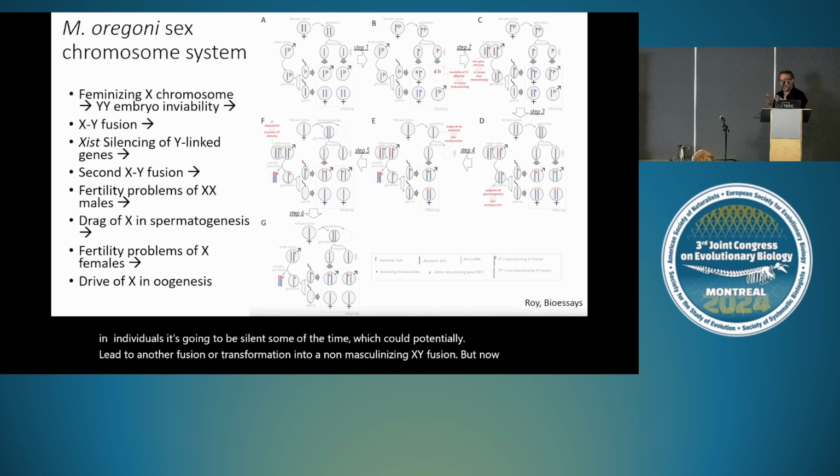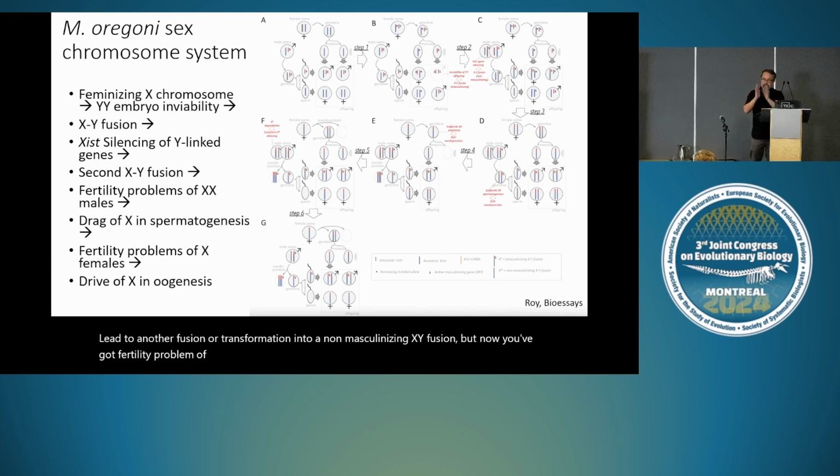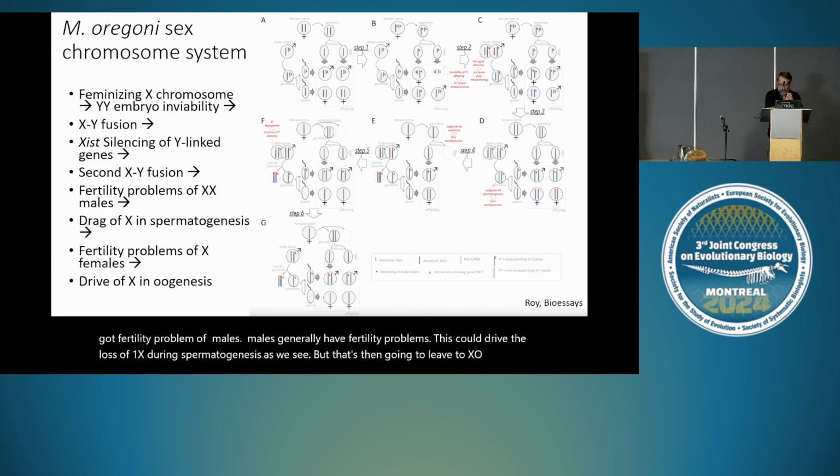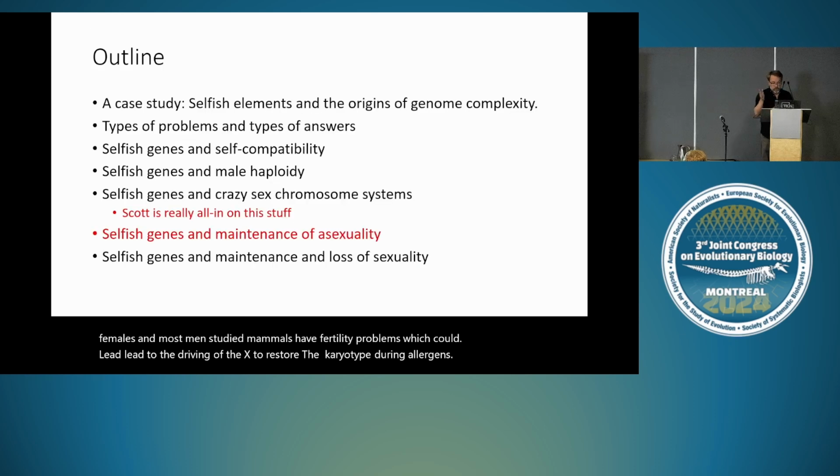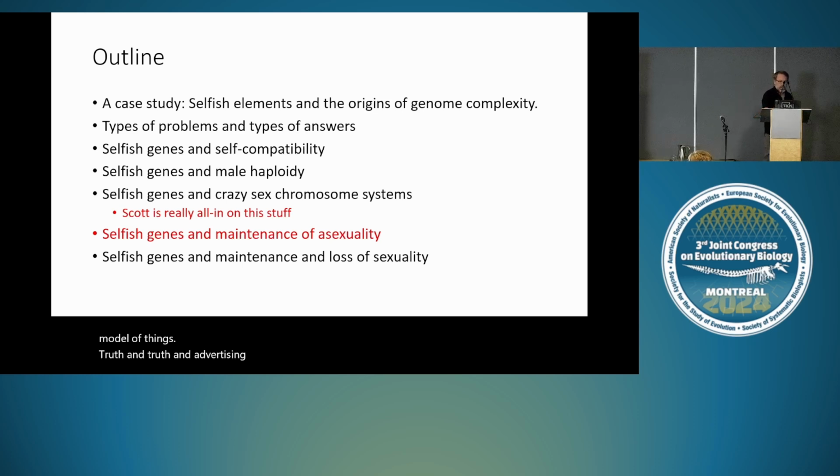But now you've got the fertility problem of XX males. XX males generally have fertility problems. This could drive the loss of one X during spermatogenesis, as we see. But that's then going to lead to XO females. XO females in studied mammals have fertility problems, which could lead to the driving of the X to restore the XX karyotype during oogenesis. So I think what we can conclude from that is that I'm really in on this stepwise model of things. Truth in advertising, right?